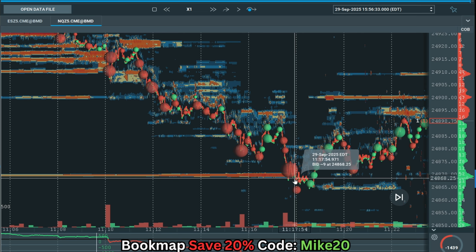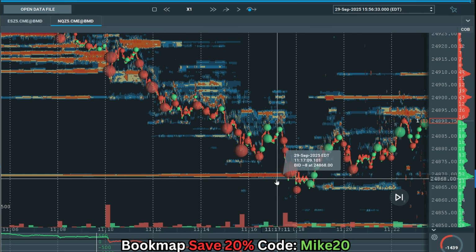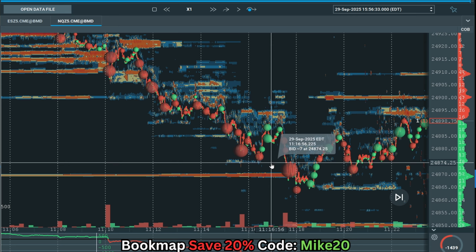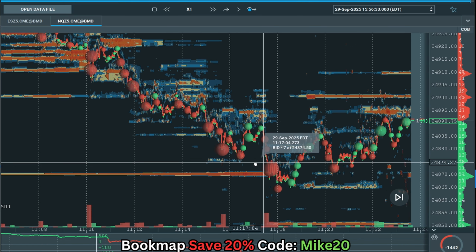Now, in this case, we can put our stop loss either right below the bubble or right below that prior liquidity level. They're kind of one and the same. So stop loss would be about 24,868.25. Your entry would be at 24,874.5. So in this case, once again, we're looking for roughly a 6-point stop loss on this trade.